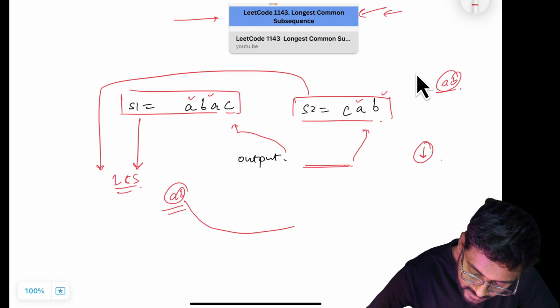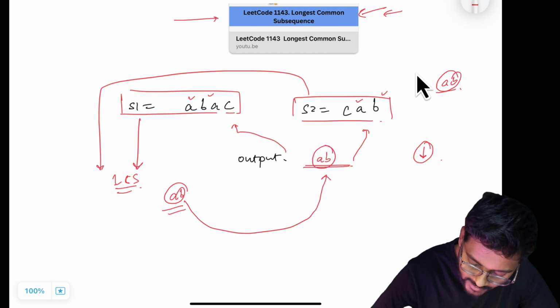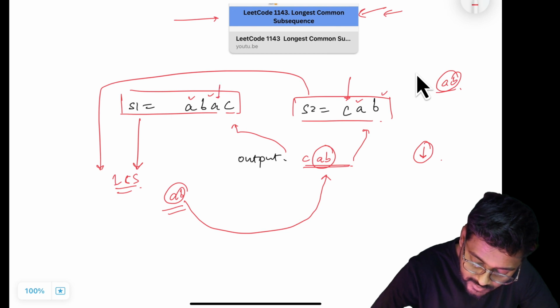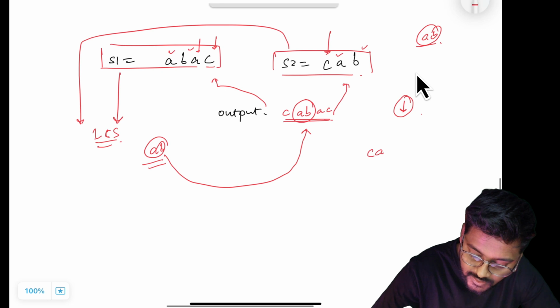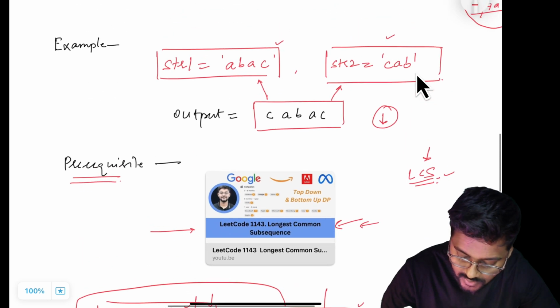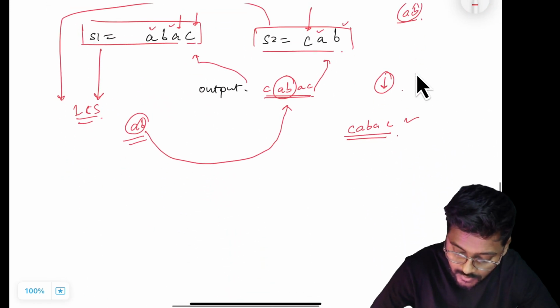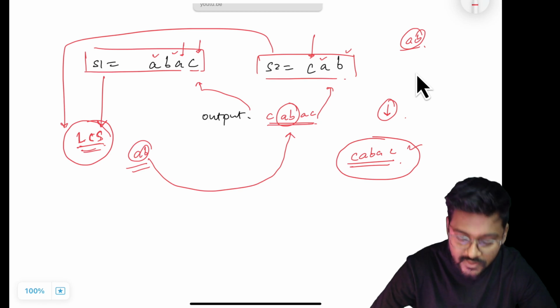Now if I pick AB and place it here, AB, okay. And what are the remaining characters? One is C, I'm placing C here, and then A is common, B is common, again there is one A, there is one C. C, A, B, A, C. I am getting this one. And if you have a look, this is our output. Okay, so I was able to form the output just with the longest common subsequence. Correct.